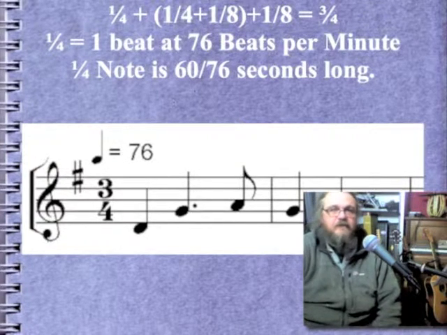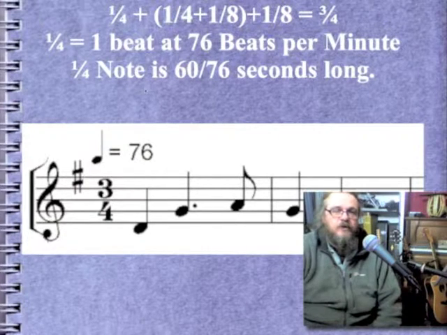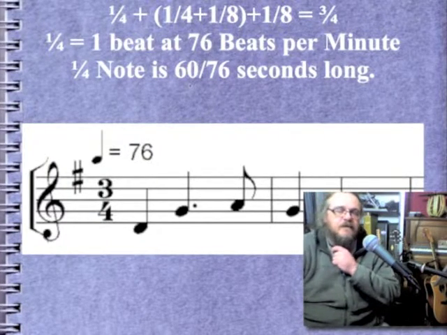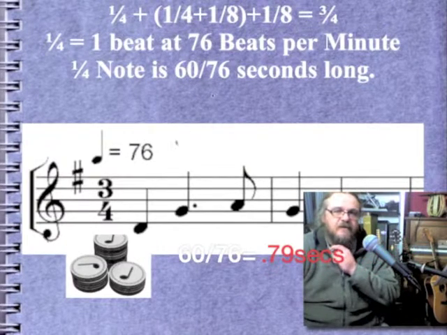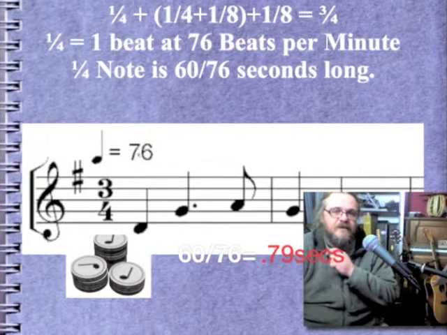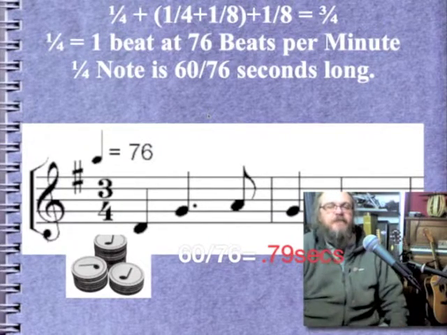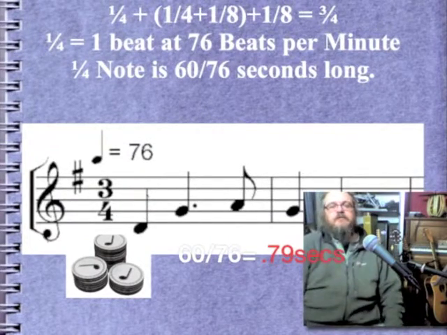And each of those quarter notes is worth 60 seconds divided by 76, so there's 76 beats per minute, which is 60 seconds, and so that's how big each of those quarter notes is.